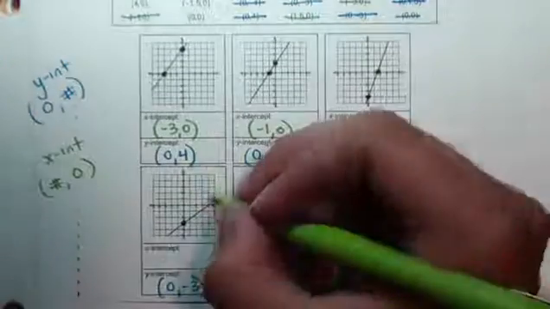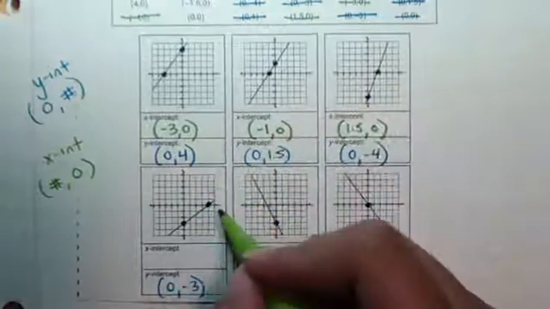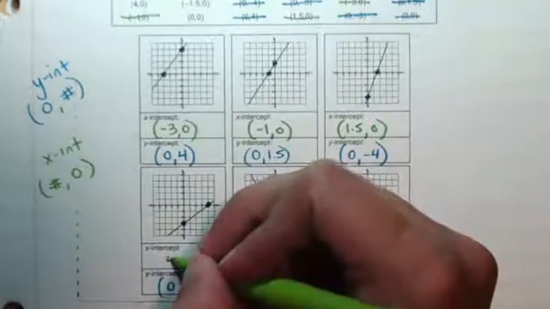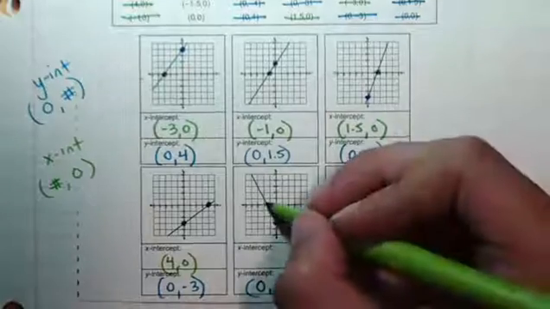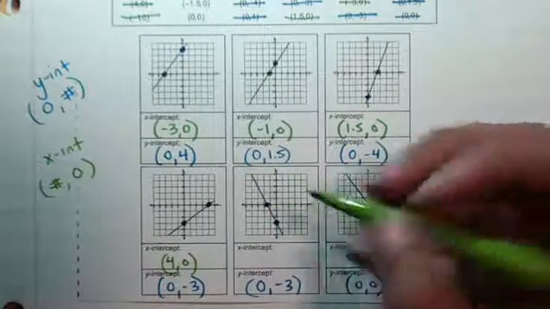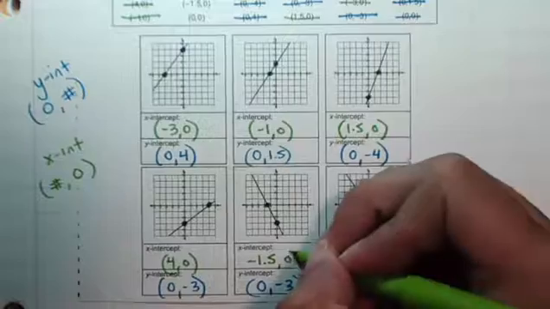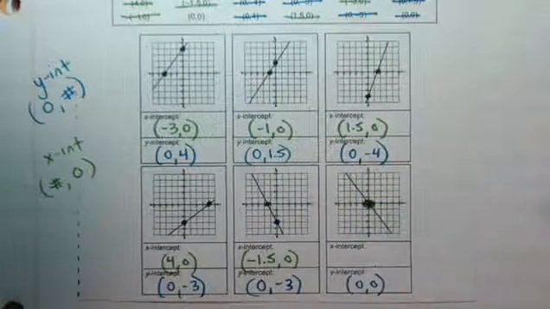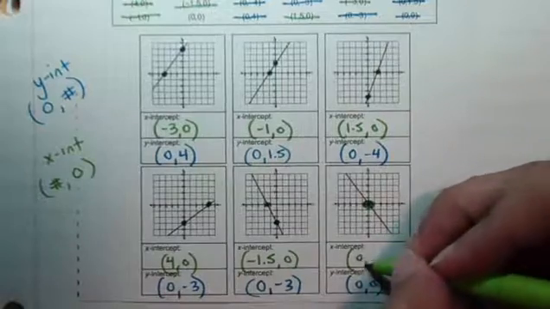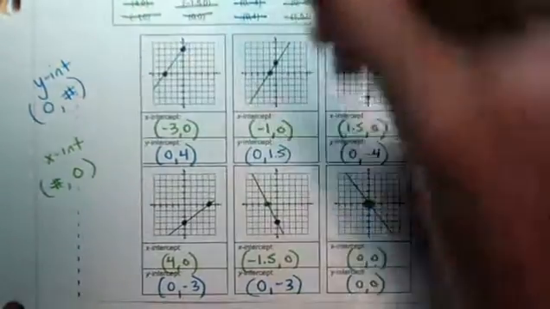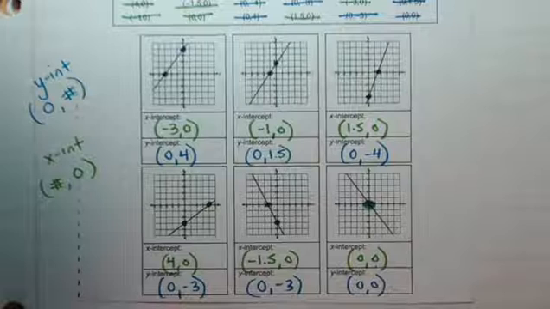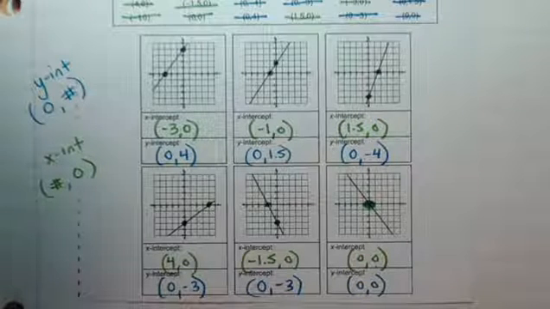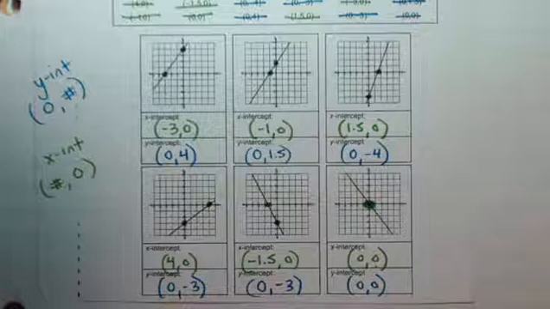This bottom left one crosses over at positive 4 on the x-axis, so it should be 4, 0. The next one crosses over at -1.5, so -1.5, 0. And the last one, the x-intercept is the same as the y-intercept, and that would be at 0, 0. So the x and y-intercept for this last one is the same thing, which would be 0. Okay, so you should have had that. Again, that's just a recap of our x and y-intercept.